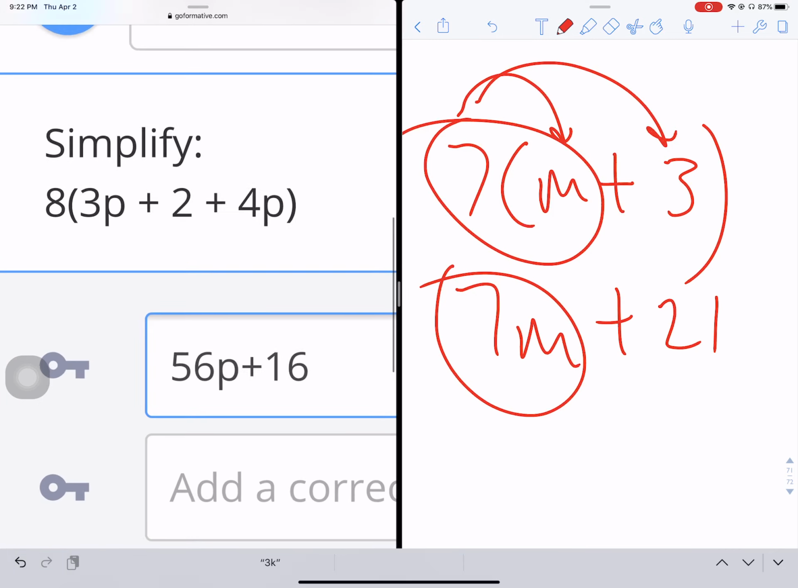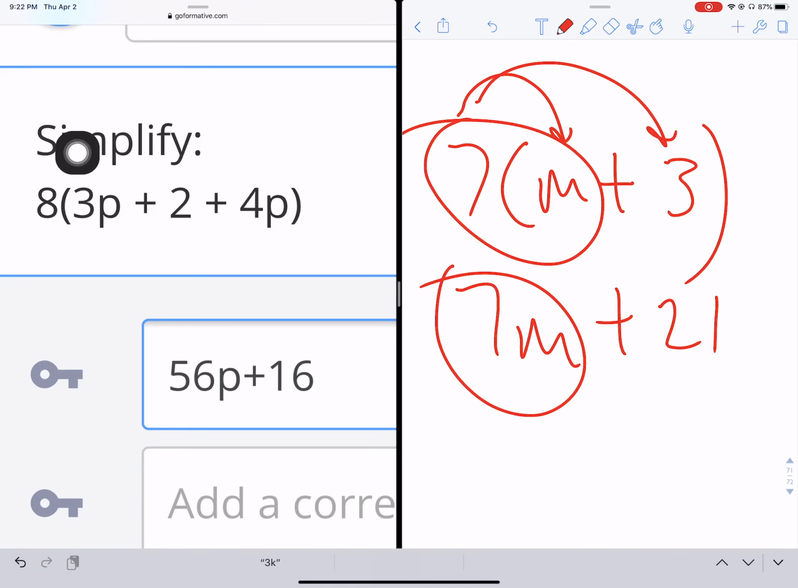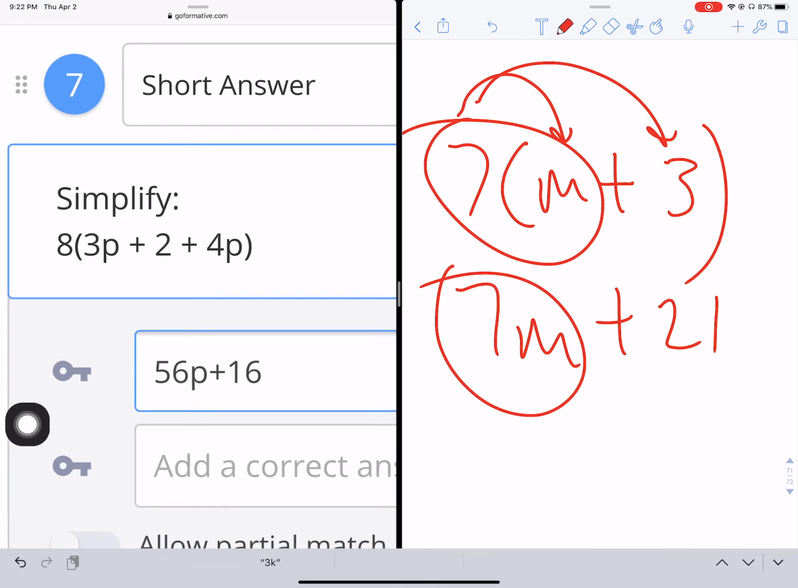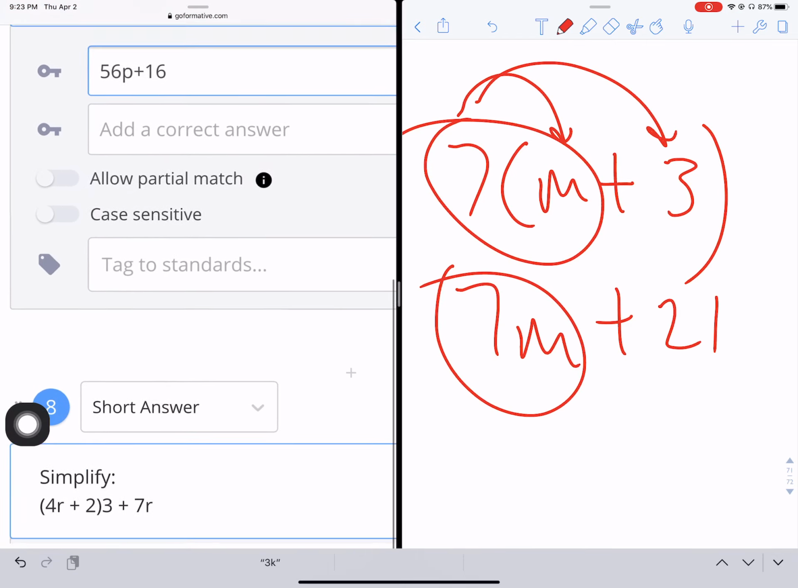So what's it mean for this one? Well, it means that 8 is going to multiply here, here, and here, 3 times. Yeah, 24p, 16, 32p. The only problem is 32p and 24p actually add together, and that's how we get this 56. So we'll have to do another step after that one's done.